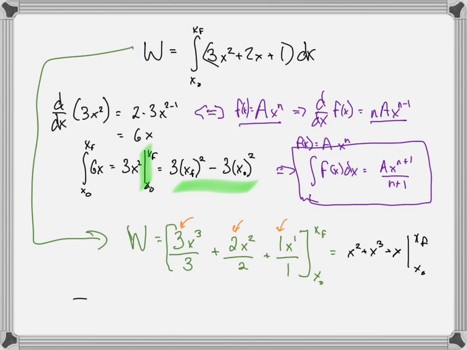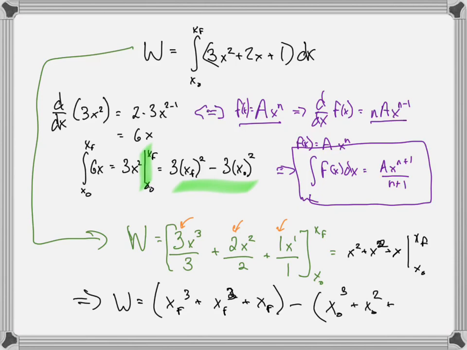Which means therefore the work is equal to x final cubed plus x final squared plus x final, minus it evaluated at x initial: x initial cubed plus x initial squared plus x initial. Okay. But after all that, I was just showing what integrals were. This is what you need to know how to do.